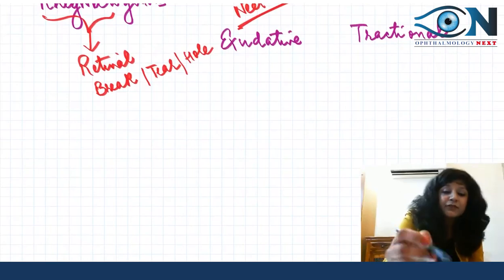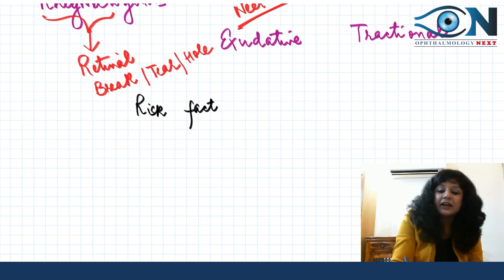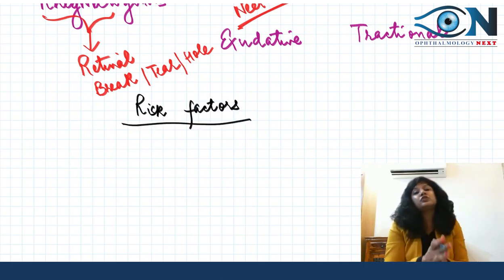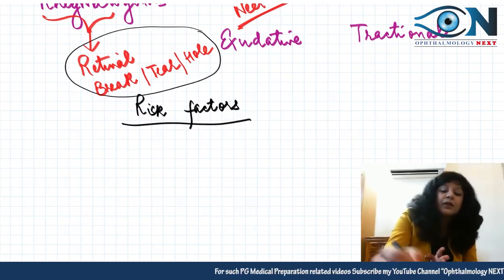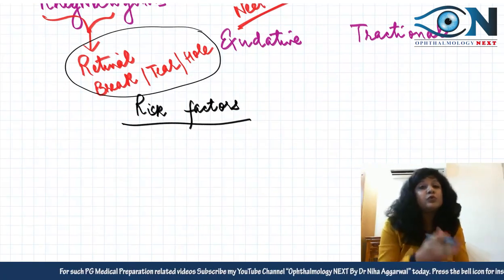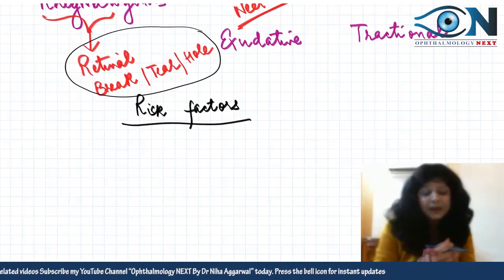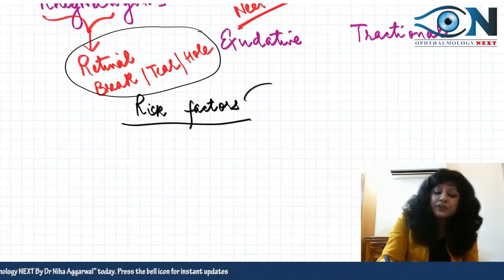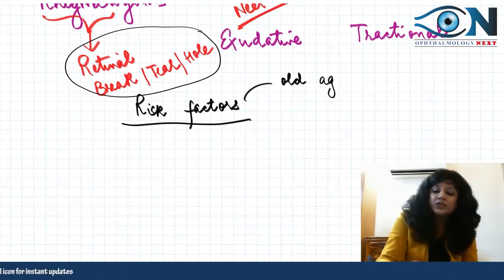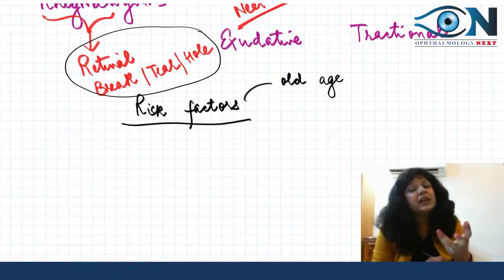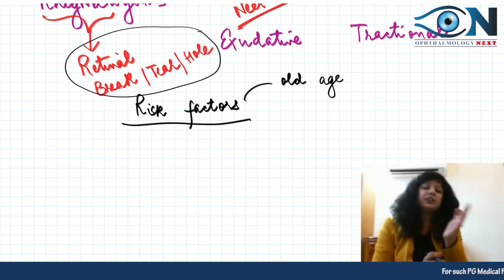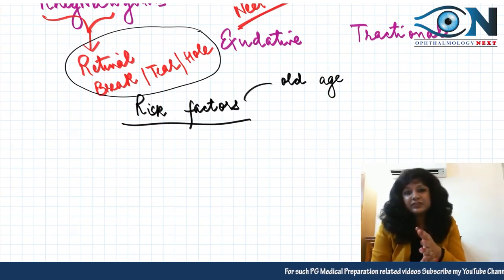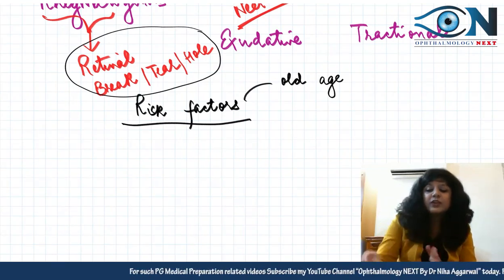Now, what are the risk factors, the people who have a risk of developing this RD? Then we will be discussing the pathogenesis. So this kind of RD develops in those people who have a retinal break or who have a tendency of developing a retinal break. So first of all, it will be old age, because as the age advances, due to the vitreoretinal traction, the chances of a break increase. I will show you how. So it is old age.